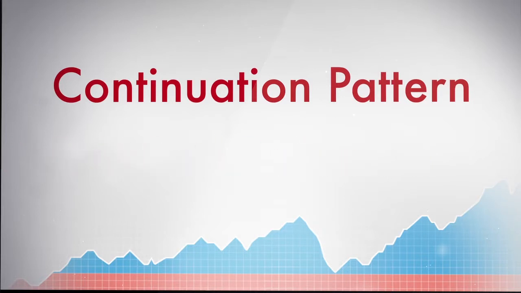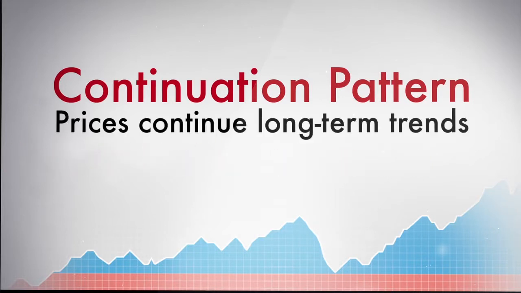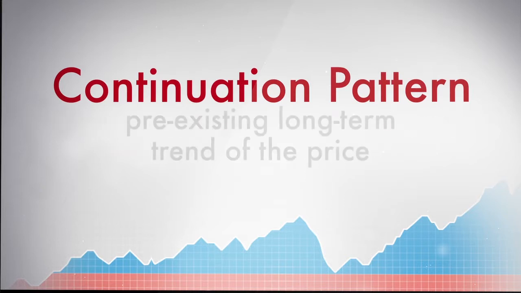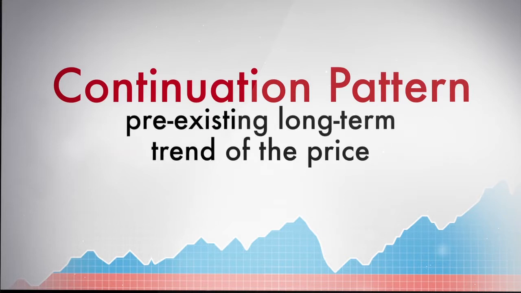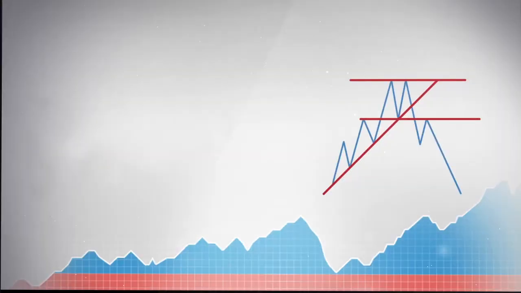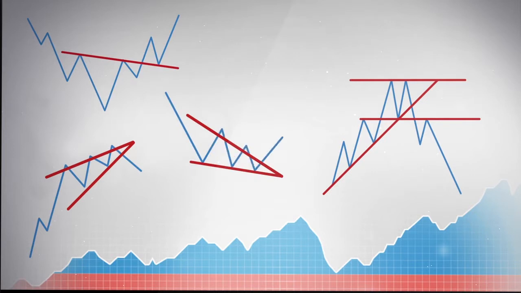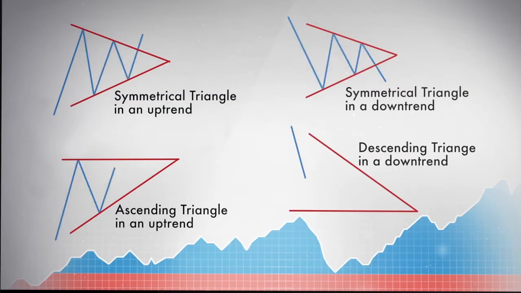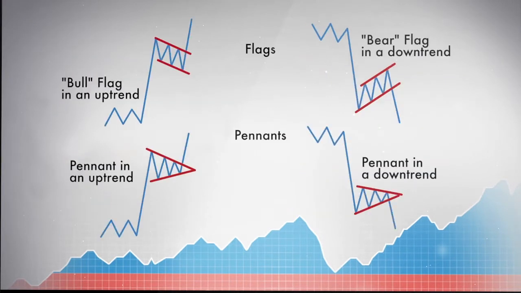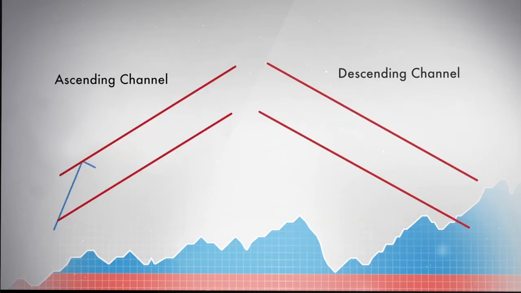Continuation chart patterns are so called since prices continue the overall long-term trend. The key feature of continuation patterns is the pre-existing long-term trend of the price. The theory of the continuation chart pattern suggests that the long-term trend is interrupted by patterns, and that the breakout from the pattern is likely to occur in the same direction as that of the initial trend. Some of the examples of continuation patterns are triangles, flags, pennants, rectangles, ascending and descending channels.